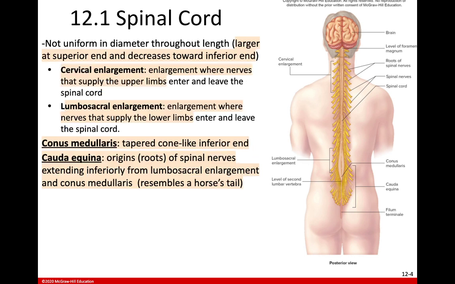Again, the spinal cord is not one length uniformly up and down. It actually starts out larger at the superior end that's connected to the brain, and then it gets smaller as you come down inferiorly down the spinal cord.